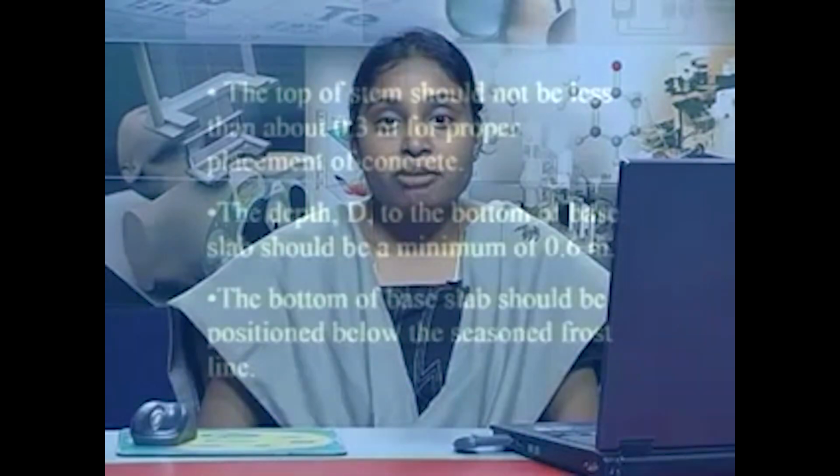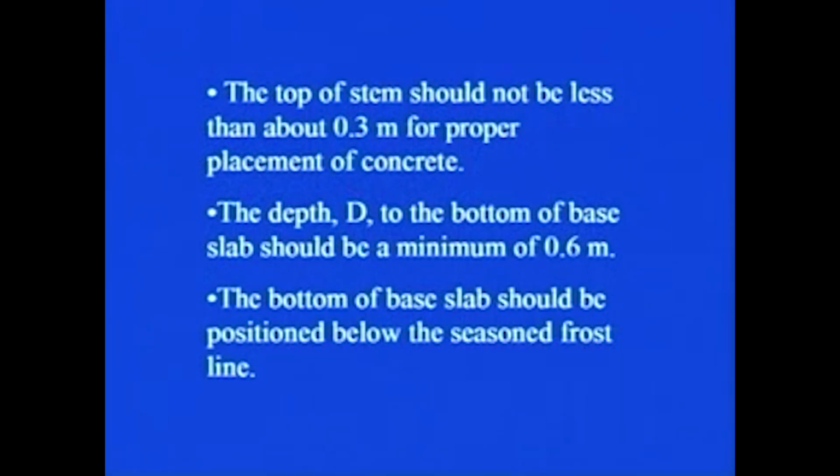So, some of the guidelines that you must always remember while proportioning the retaining walls. The top of the stem should not be less than about 0.3 meter for proper placement of concrete. See, if you go for 200 mm or 150 mm thickness, you will not be able to place the concrete properly. So, to make it easy during the construction procedure, you have to have 300 mm thickness at the top of the stem.